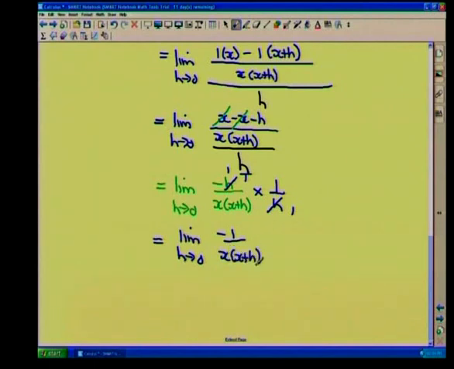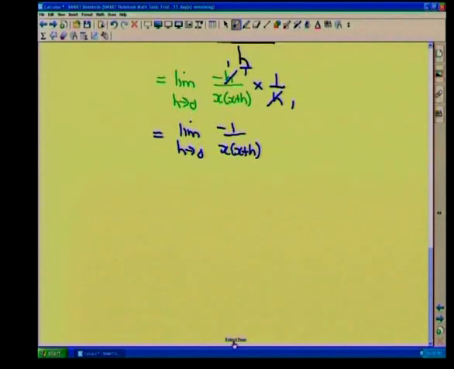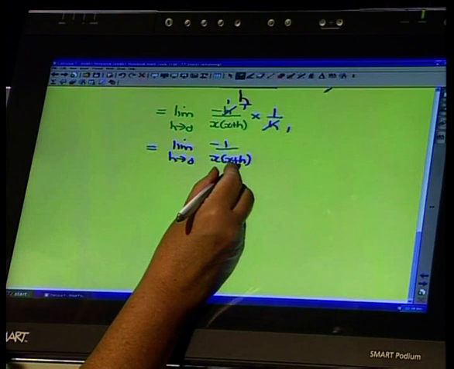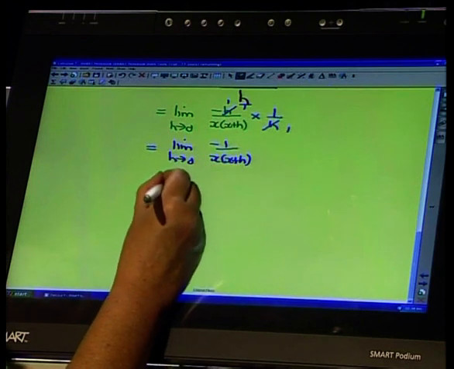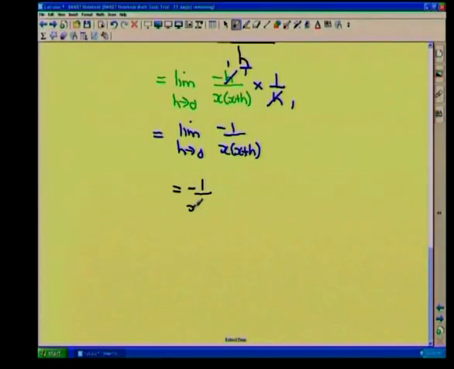Now at this stage, if I substitute in h equals naught, would my denominator give me 0? Well, let's see. If I put in 0 for h, no, it wouldn't. It would give me minus 1 over x times x, or if you like, minus 1 over x squared. Okay, so that's what I'm concluding, and remember my original read this.